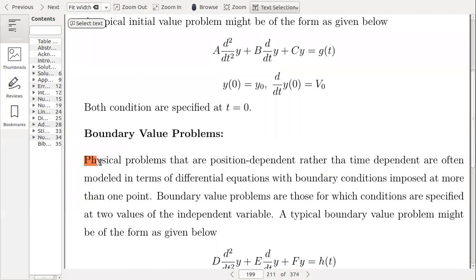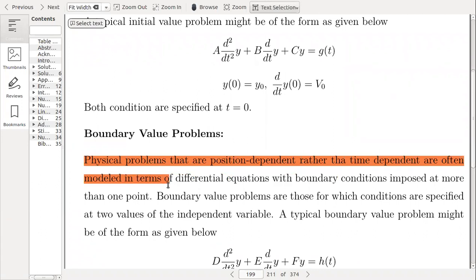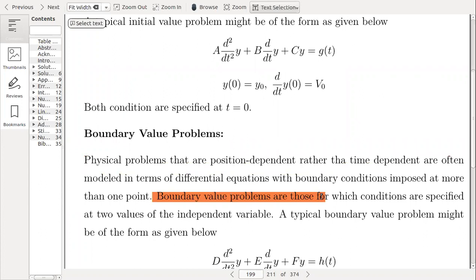We can revise again: physical problems that are position dependent rather than time dependent are often modeled in terms of differential equations with boundary conditions imposed at more than one point. Boundary value problems are those for which conditions are specified at two values of the independent variable. So boundary value problems are problems for which conditions are specified at two values, meaning more than one value of the independent variable.